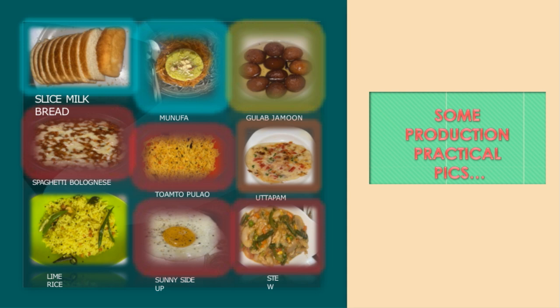We also have spaghetti bolognese, a beloved Italian pasta dish with a rich meat sauce that's savory and satisfying. Lastly, slice milk bread is a soft, fluffy bread slice that pairs well with many dishes or can be enjoyed on its own. Overall, these dishes highlight how diverse ingredients and cooking styles come together to create a balanced and appealing menu, emphasizing the importance of variety and flavor in our culinary experiences.